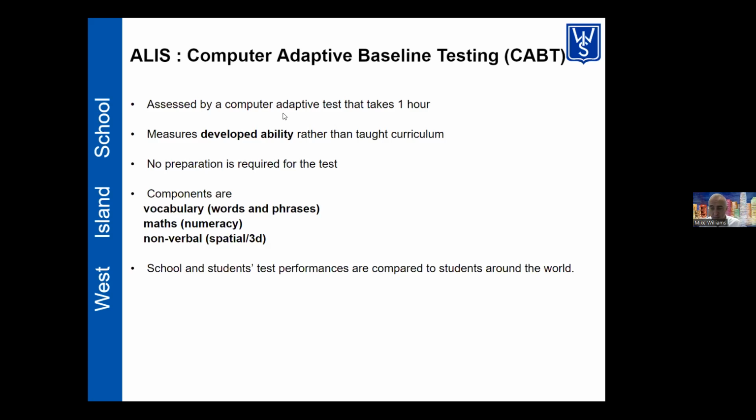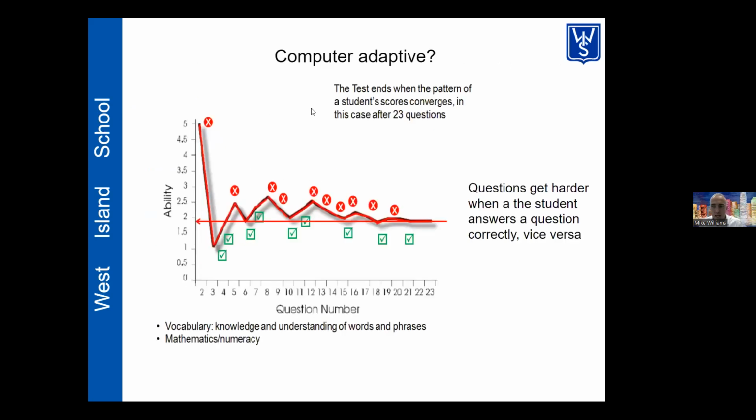That's the way to look at this data. It's not fixed. The baseline data is not fixed. It can be developed in different ways, and I'll be talking about that. These tests that they do are computer adaptive baseline tests, which means that if the student gets a question correct, the questions get harder. If the students get a question wrong, the question gets easier.